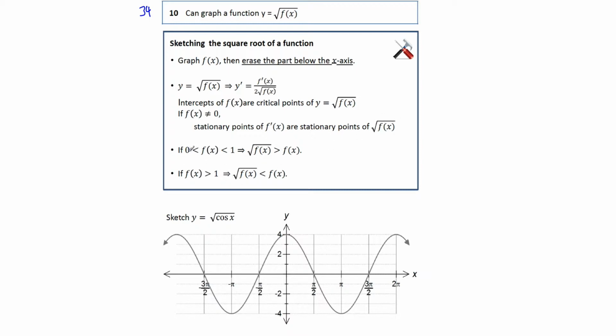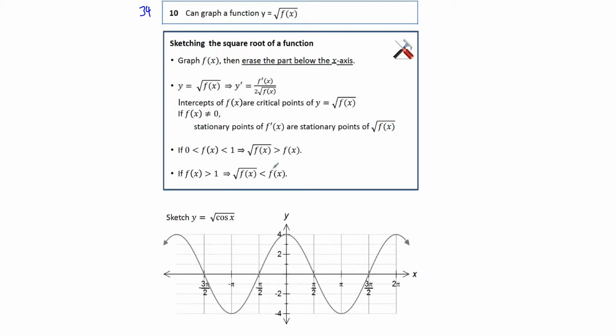If the function is between 0 and 1, then the square root of the function is bigger than the function. So the square root of a fraction is bigger than the fraction itself. If the function is bigger than 1, then the square root of it is less than the function.